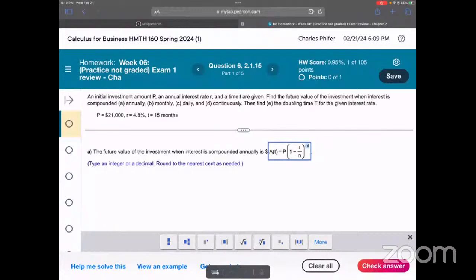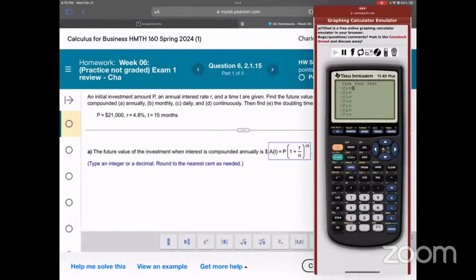So in my graphing calculator, I'm going to put it in the Y equals and find those results quickly, at least for the first three. The principal is 21,000. Let me see if I can use my keyboard. Okay, there we go. So 21,000 times 1 plus the rate. If it's 4.8%, we have to do that as a decimal, 0.048 divided. Oh, I hit the wrong button.